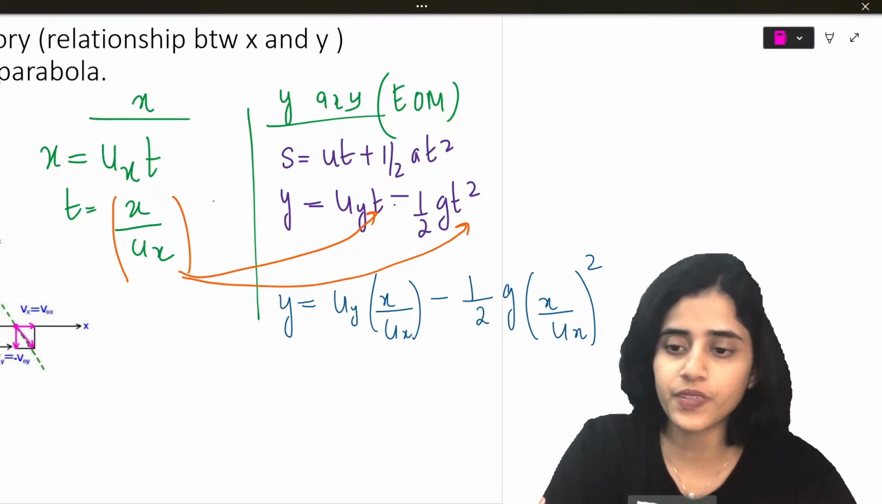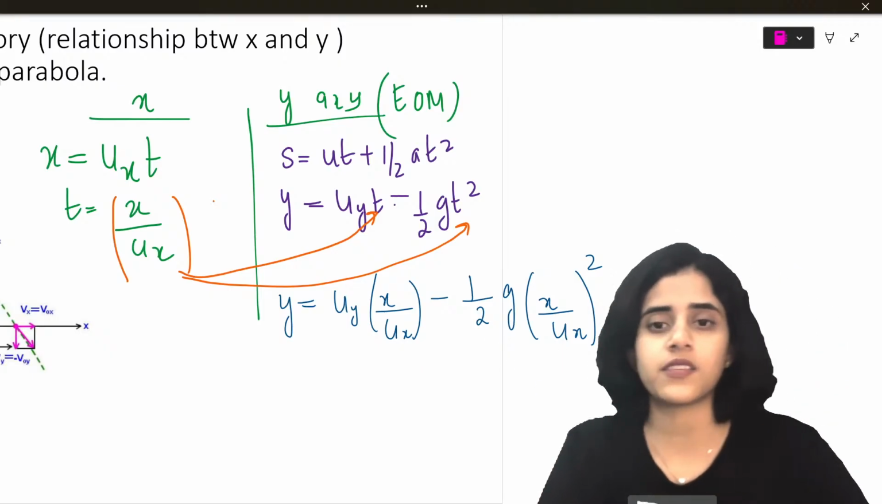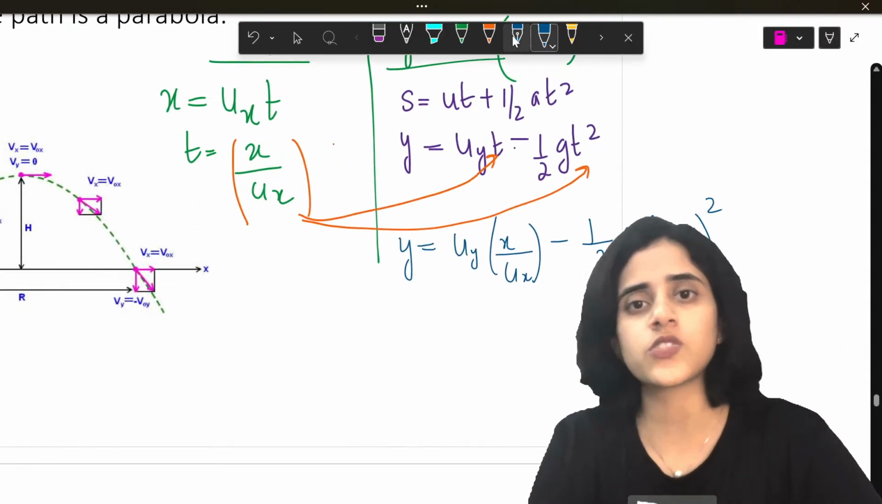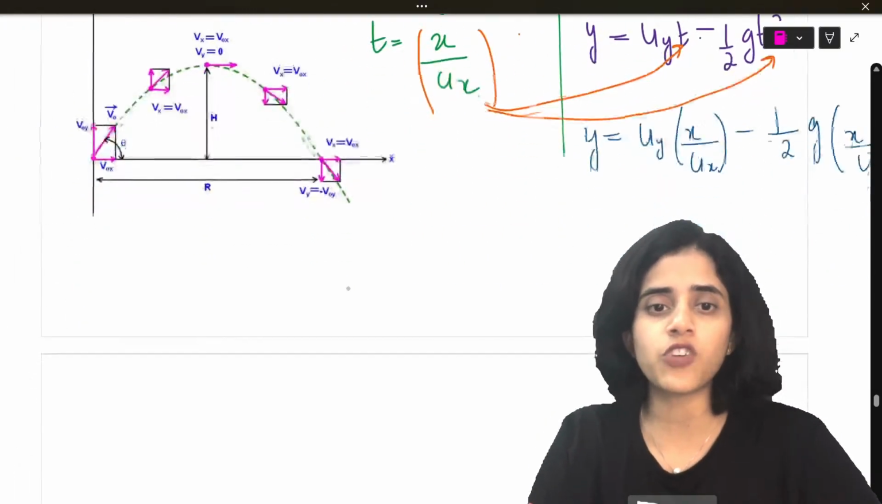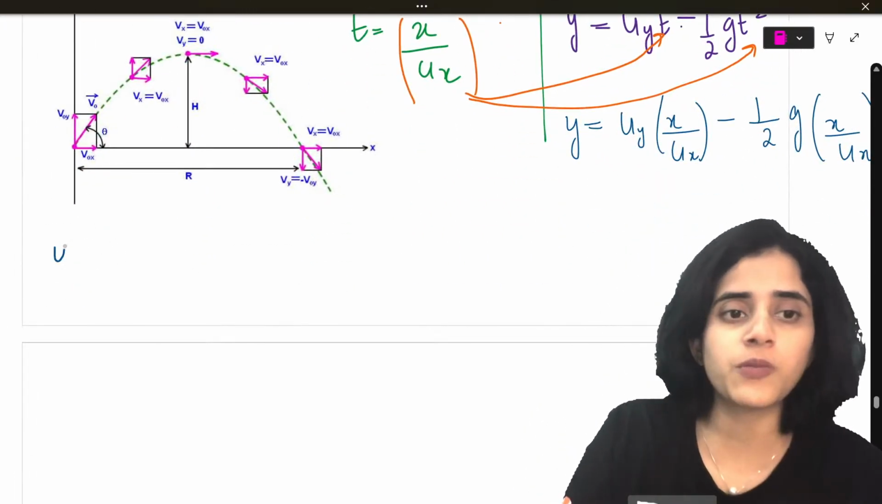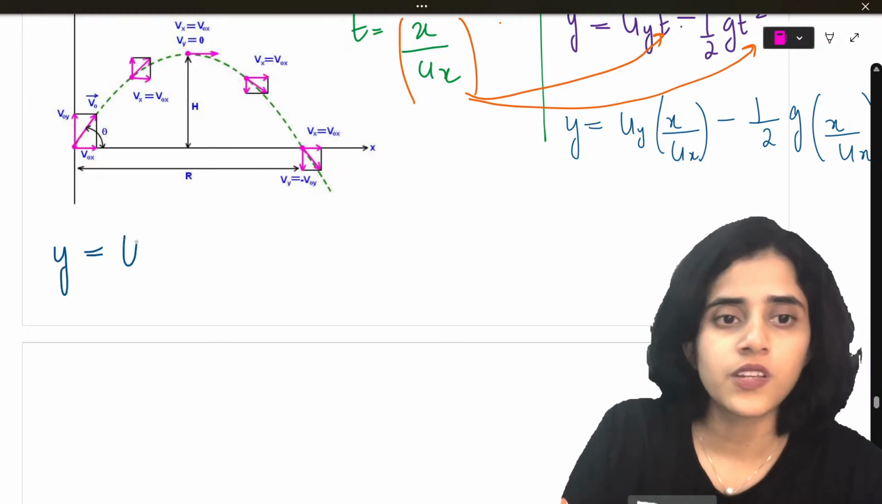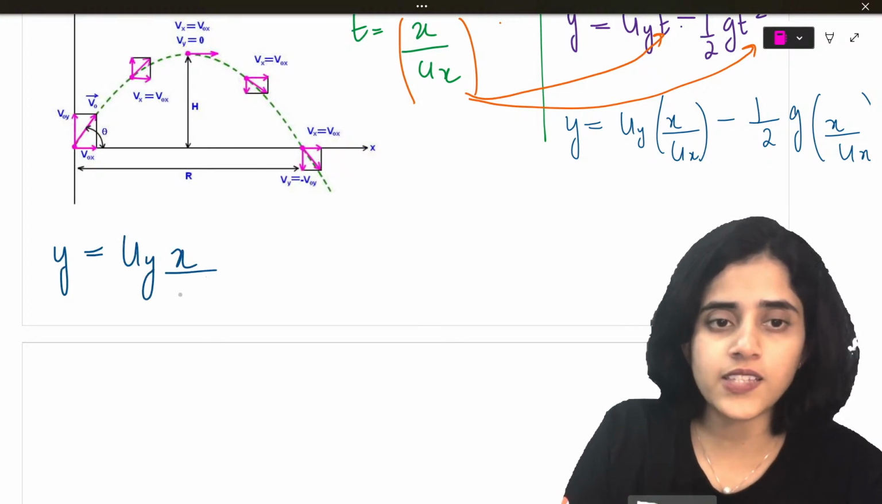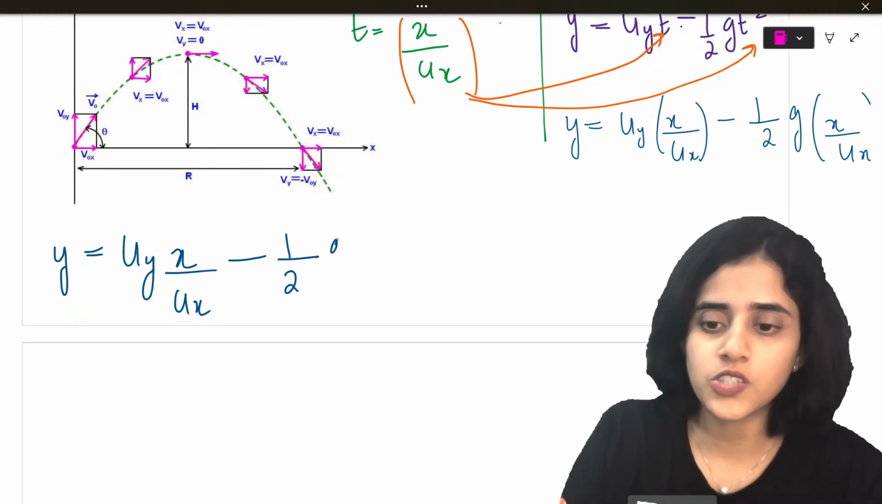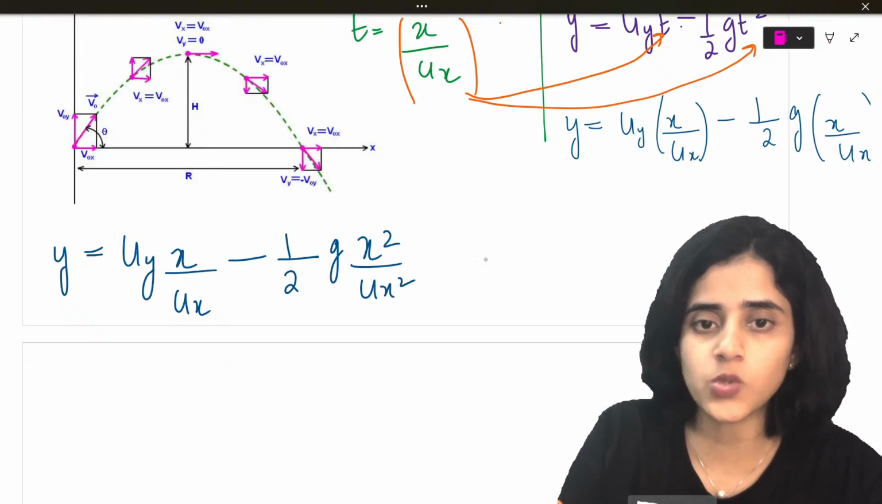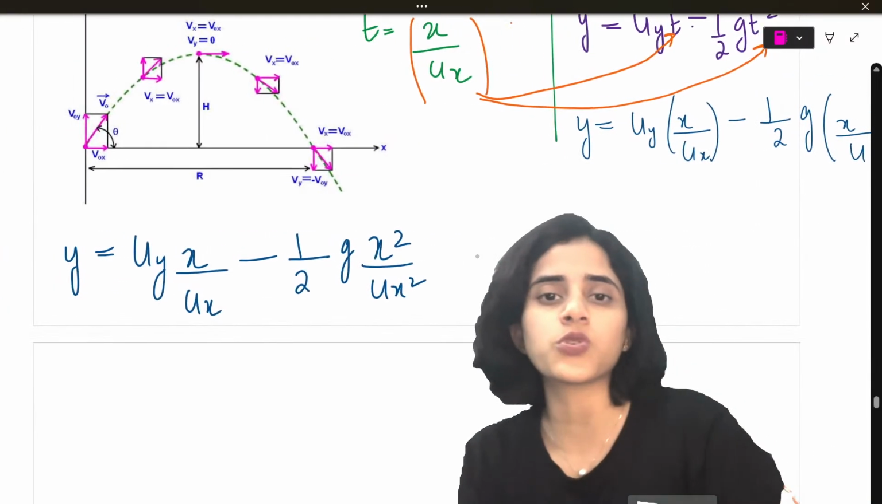Now let's just do the math. I will just solve it in simple steps. I will write down that formula here once again. So what is the formula? y is equal to uy x by ux minus half g x square divided by ux square. Same thing, I just wrote it down here.